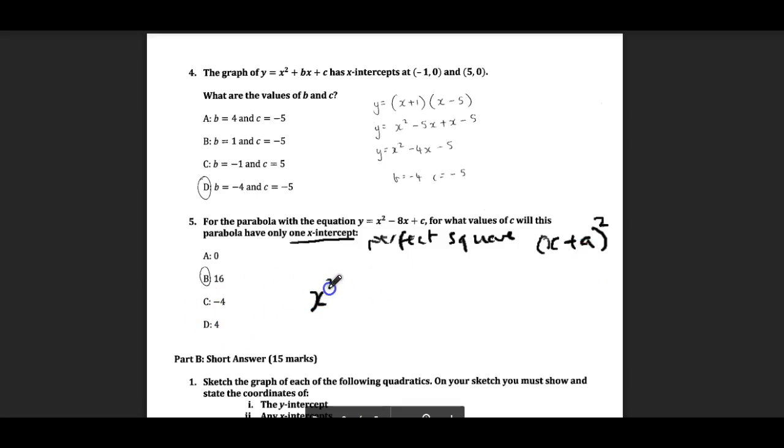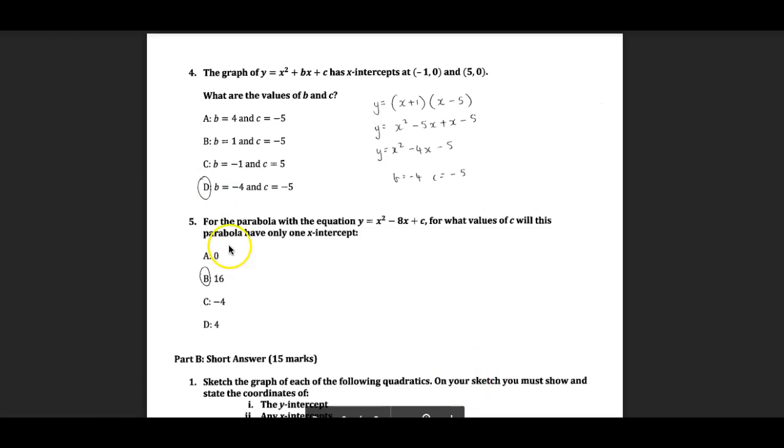So to do that, you just need to complete the square. So if I've got x squared minus 8x, I take the coefficient of the x and divide it by 2 and square it. So half of -8 is -4, squared is 16. And then we don't need to do anything else because we're just completing the square here basically. So for it to be a perfect square, c has to be 16. And just so I can prove that I'm right, this becomes x minus 4 squared.